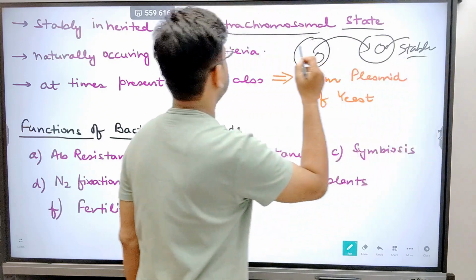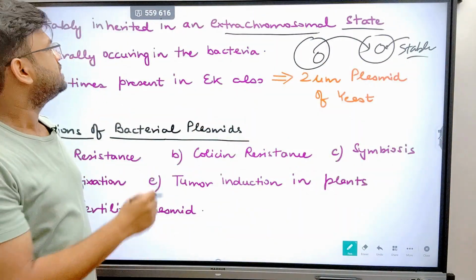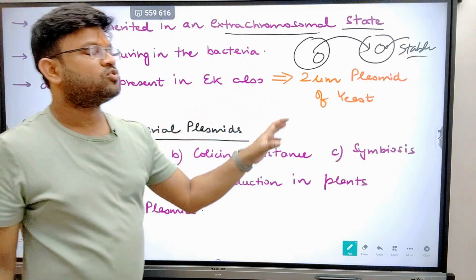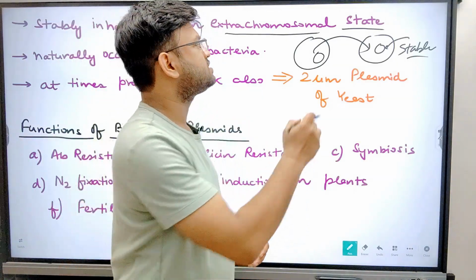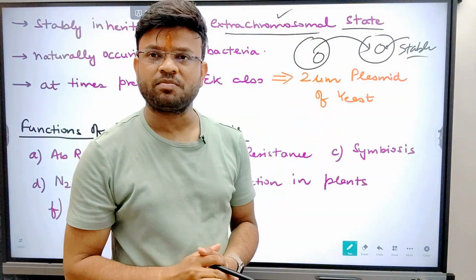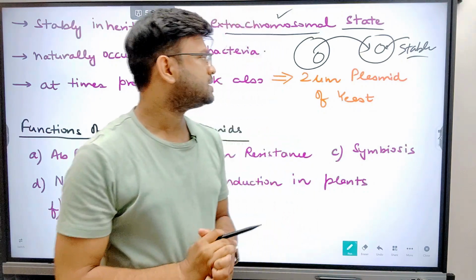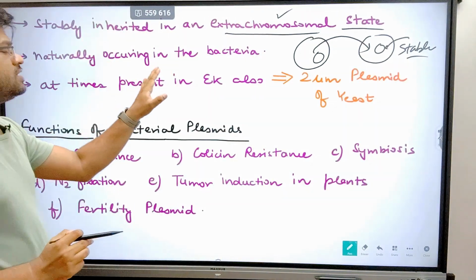This is what is meant in this statement, that stably inherited in an extra chromosomal state. Again, a very important point is extra chromosomal. That means it is not bound with the chromosome. Next, naturally occurring in the bacteria.